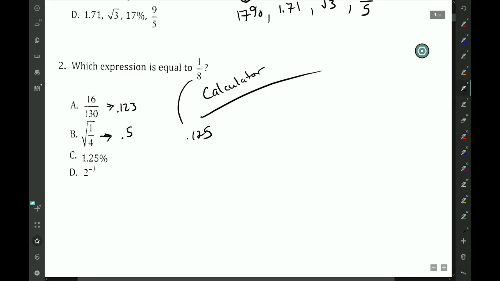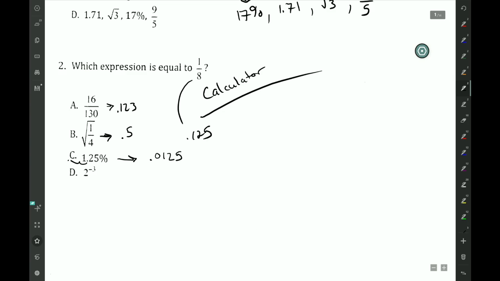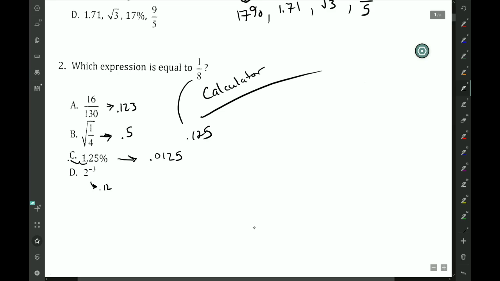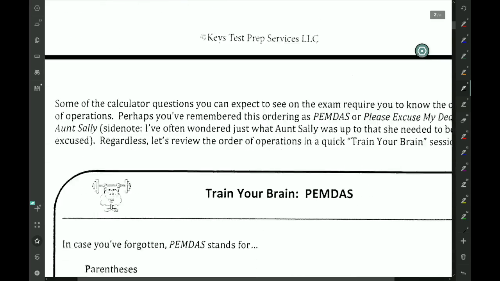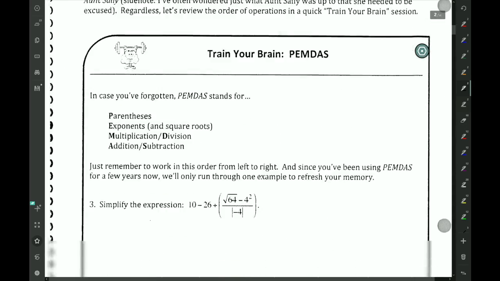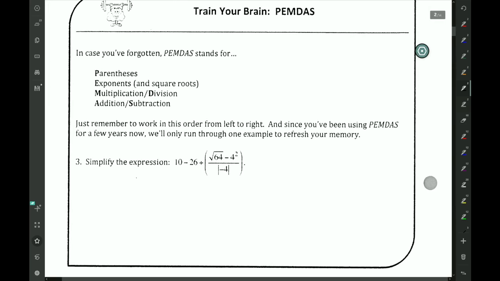0.5, 1.25%, again, whoops. What's the little trick with percent? You can just move it, boop, boop, 2 spots, so 0.0125, and 2 to the negative 3, okay, 0.125. So that is specifically the one we want. Typically, there is going to be something tricky like C there, okay? So it's close, but not quite. Alrighty.